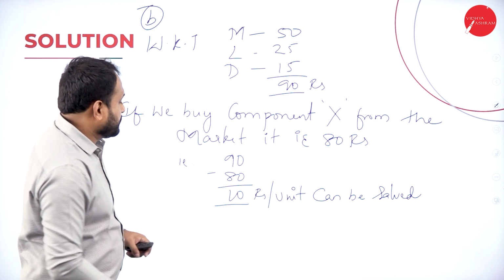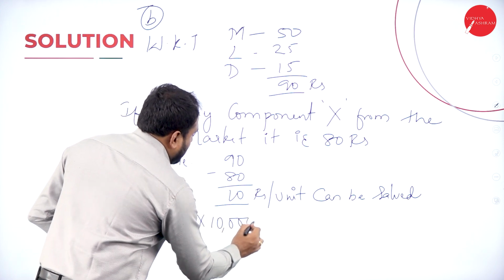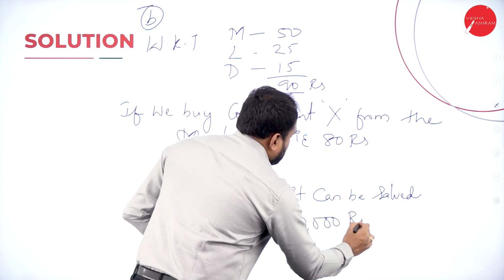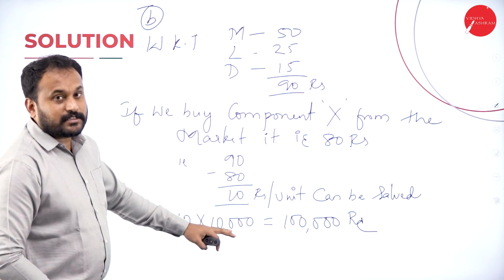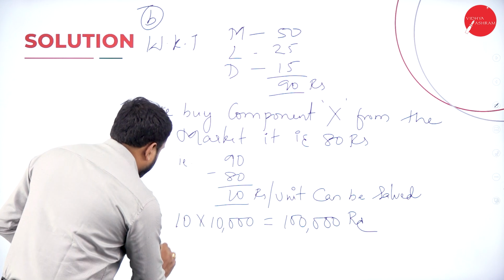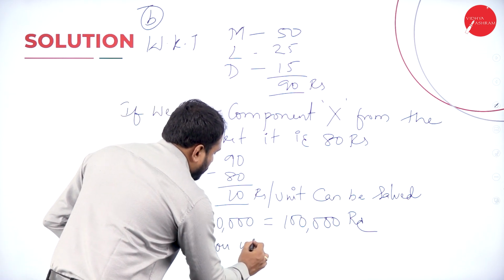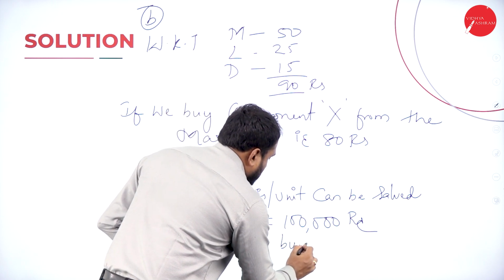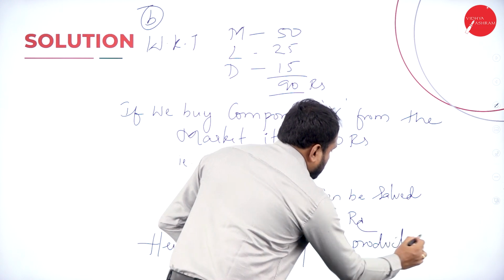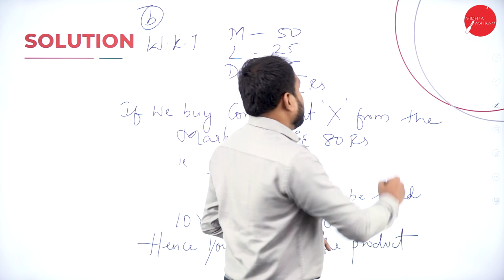The same way here also: 10 into 10,000 units is 1 lakh rupees. You will save 1 lakh rupees. Hence, you will buy the product. This is how you will write, and you will get 4 marks here. Total it is 10 on 10.